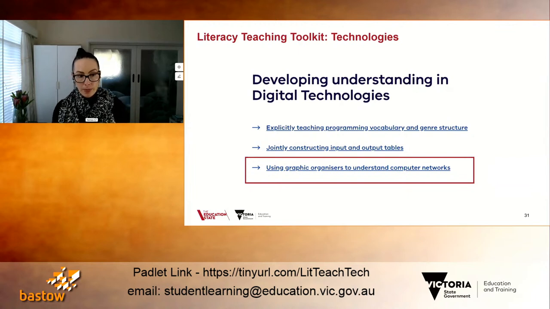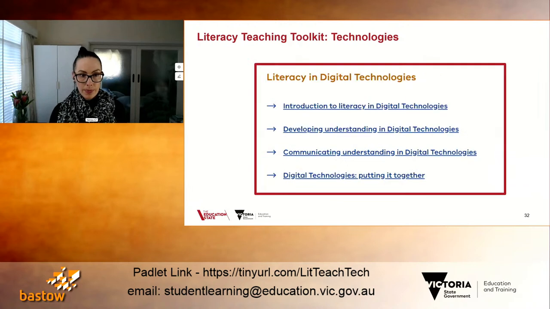The third one is about using graphic organizers to understand computer networks. So this is, again, about how to use different graphic organizers and helping them to organize all of the learning. And there's a sample image on the site of what a hardware network might look like, what all the connections might look like, which lots of people who are setting up internet in their houses or changing to NBN would have been reading over these last few months, I dare say.